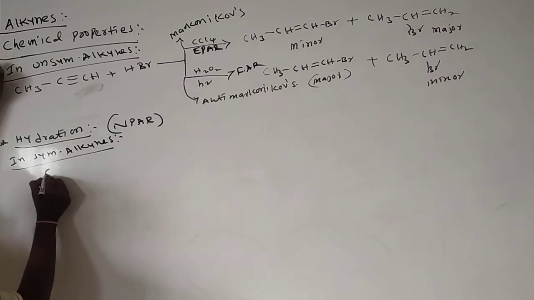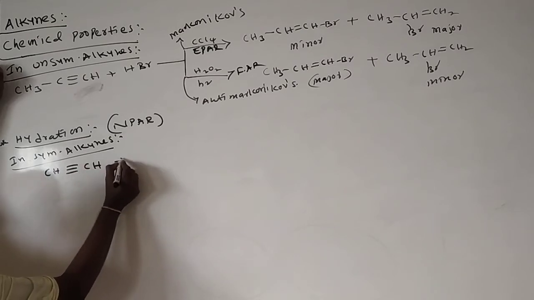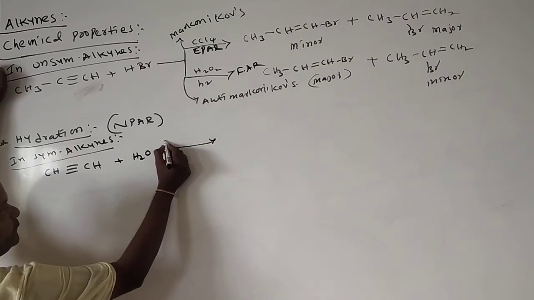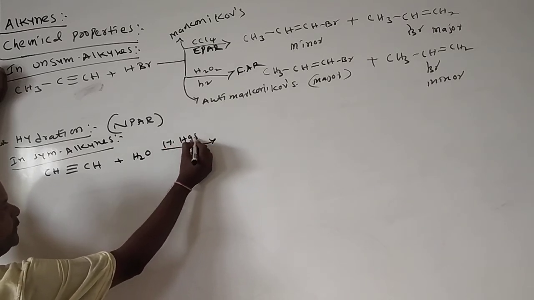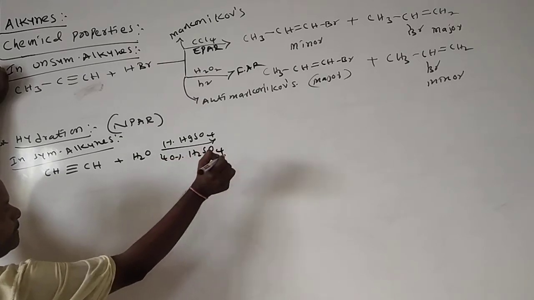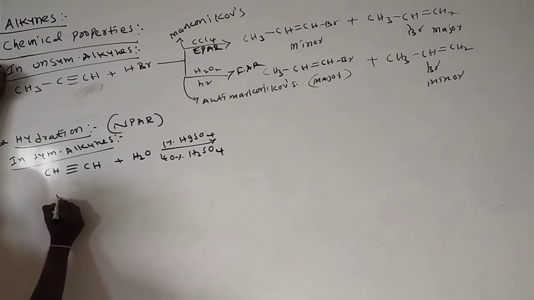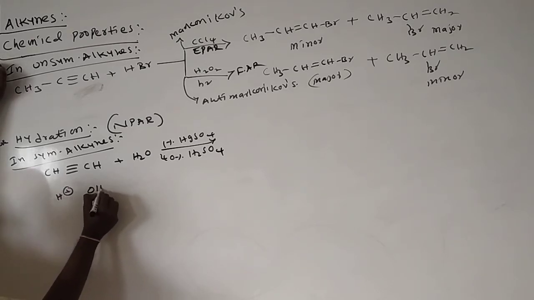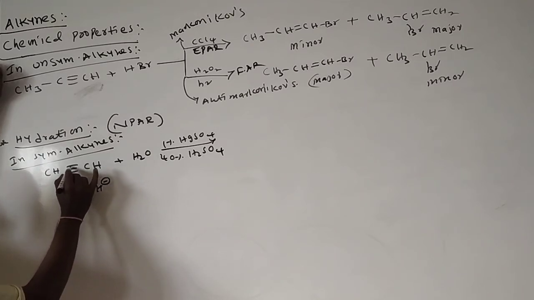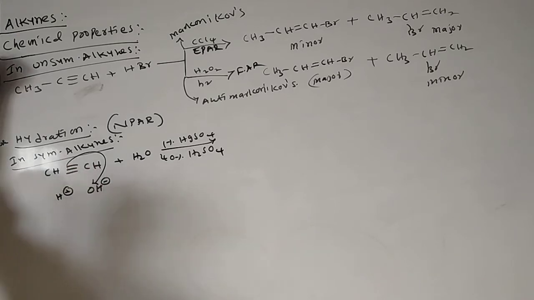Okay, in symmetrical alkyne. Okay, here is a symmetrical alkyne. Add water in the presence of 1% mercuric sulfate, 40% sulfuric acid. Here it is divided into H plus and OH minus. It is initiated with the nucleophile. So we call it a nucleophilic addition reaction.